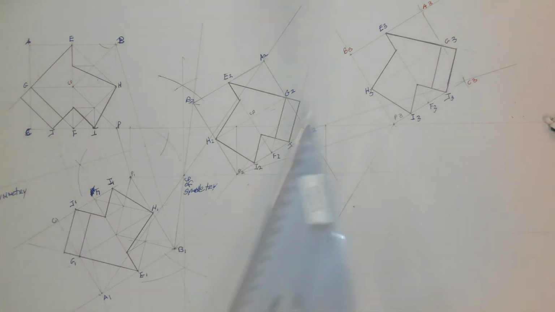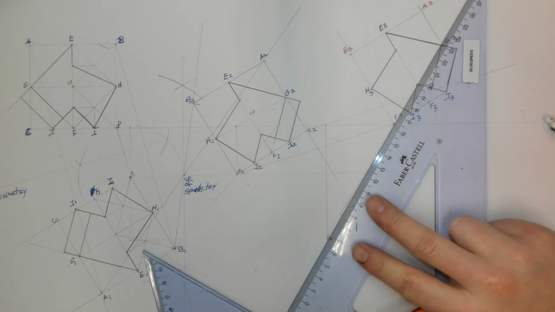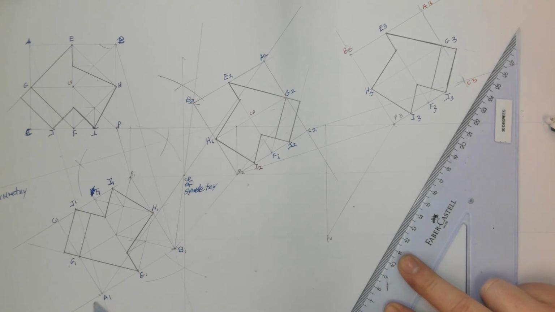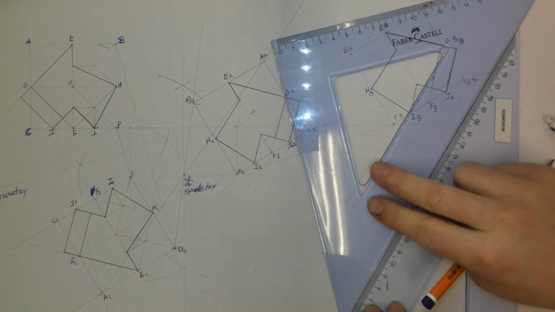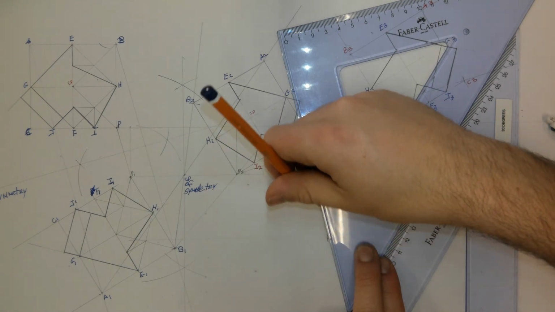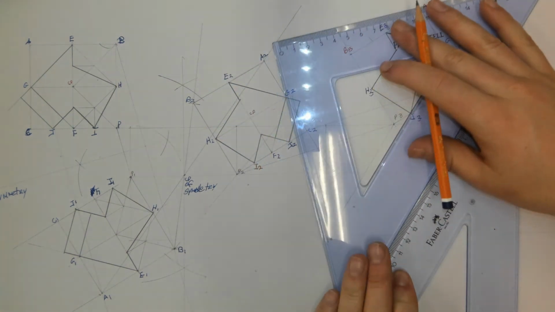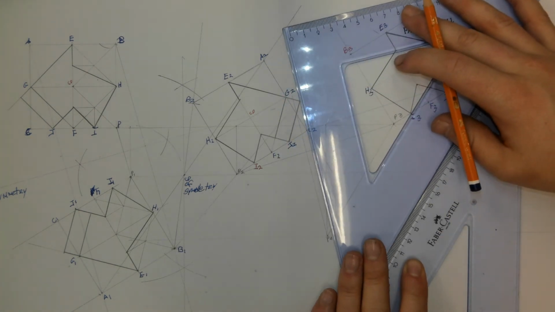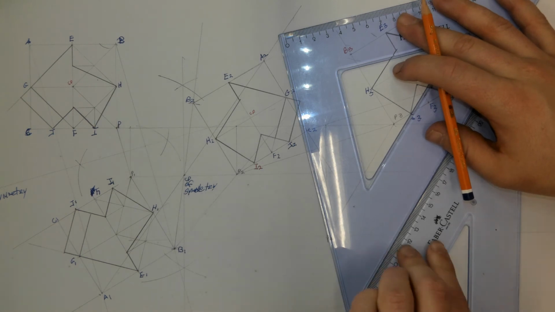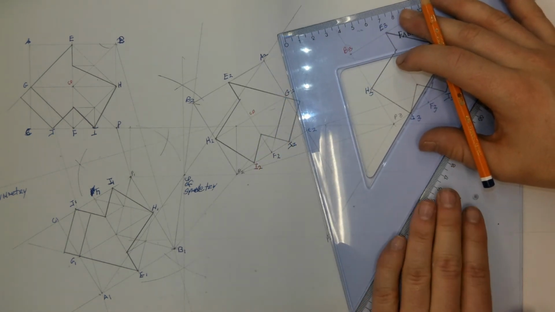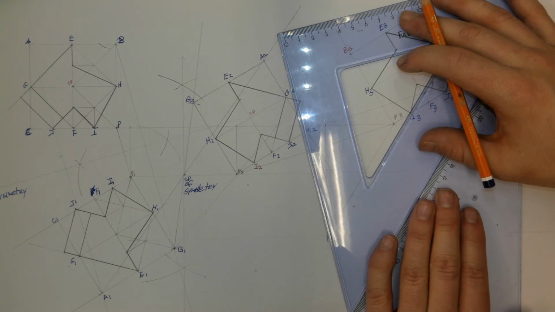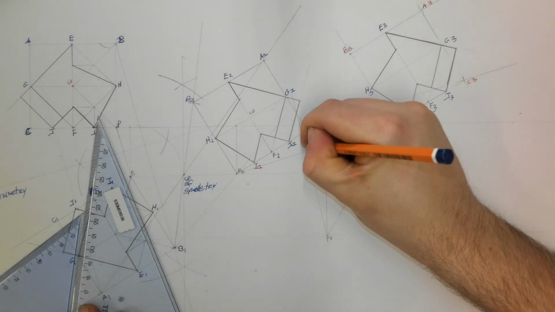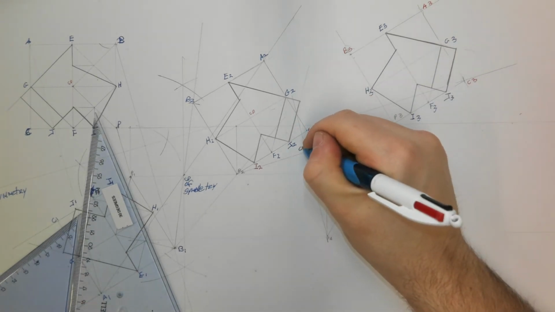So I can take my set square, line it up there with P3 and P4. So I can draw in a 45 degree line here from there. So I can slide on the line there. Sorry, they kept moving on me. So there's the center point of rotation.